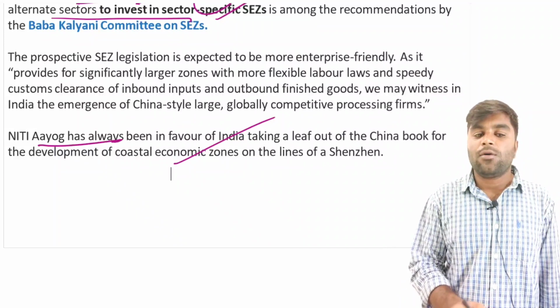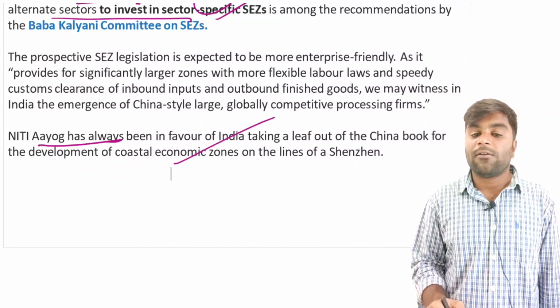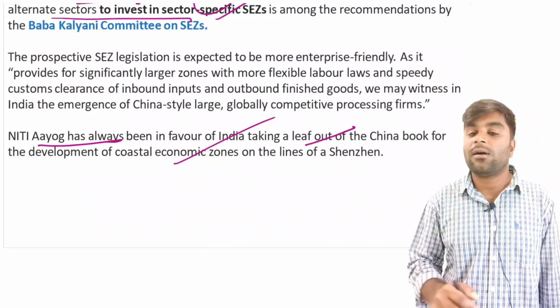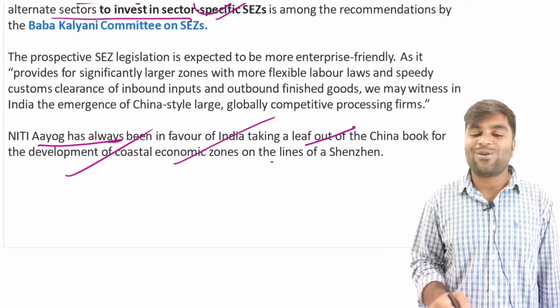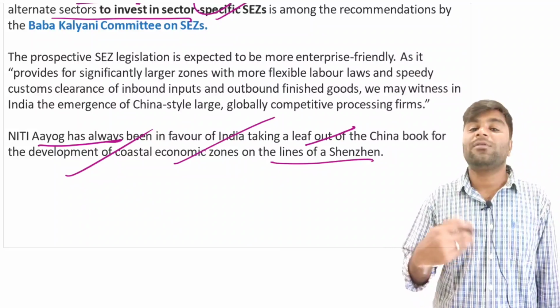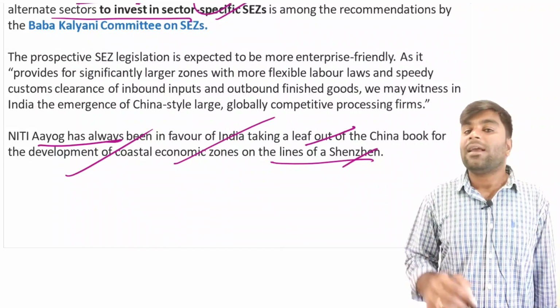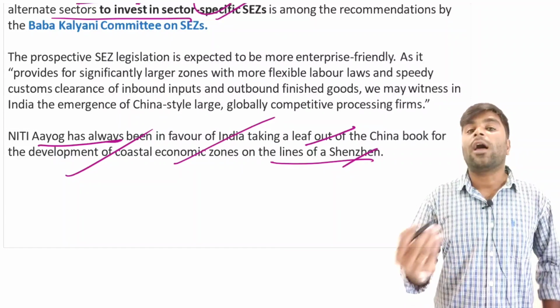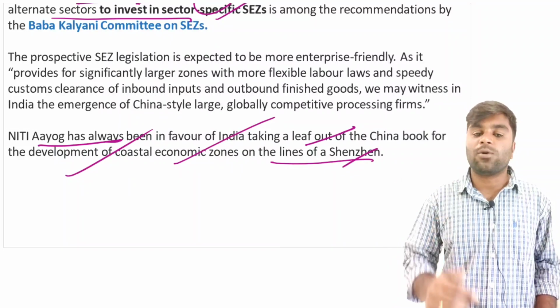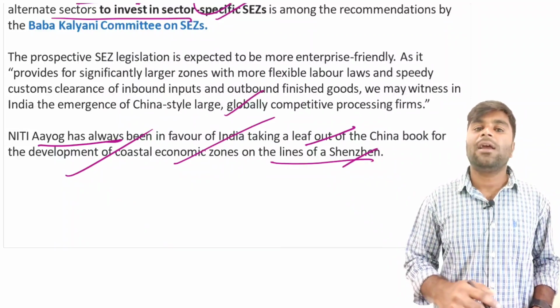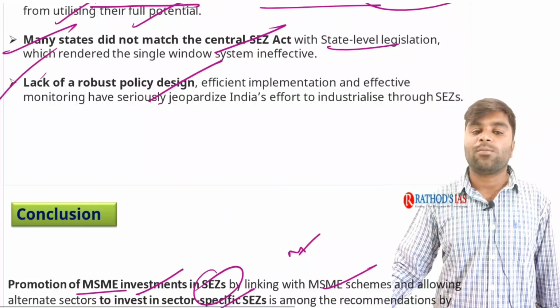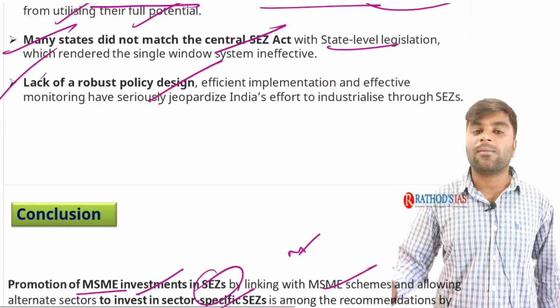So in such a way, Niti Aayog has always been in favor of India taking a leaf out of China's book for the development of coastal economic zones along the lines of Shenzhen, right? In such a way, we need to adopt the best practices from the world and implement them here, right? In such a way, we can boost the exports from the SEZs and we can revamp the SEZs.